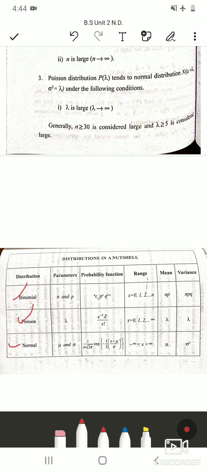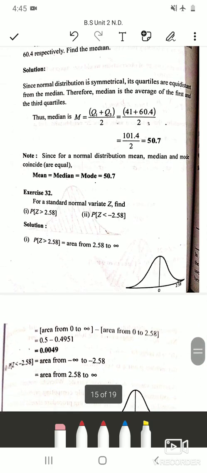And the PDF, that is probability density function, is 1 by sigma root 2 pi into e raised to minus 1 by 2 into (x minus mu by sigma) whole square. Here x takes the values from minus infinity to infinity, and mean is mu, variance is sigma square. So this is a small table which represents the parameters, PDF or PMF, range, mean, variance. So now I hope the concepts are clear from both the units.